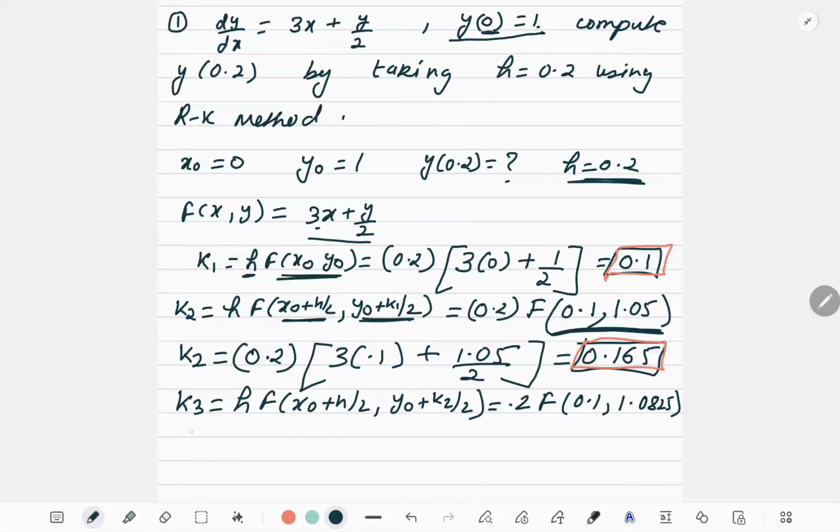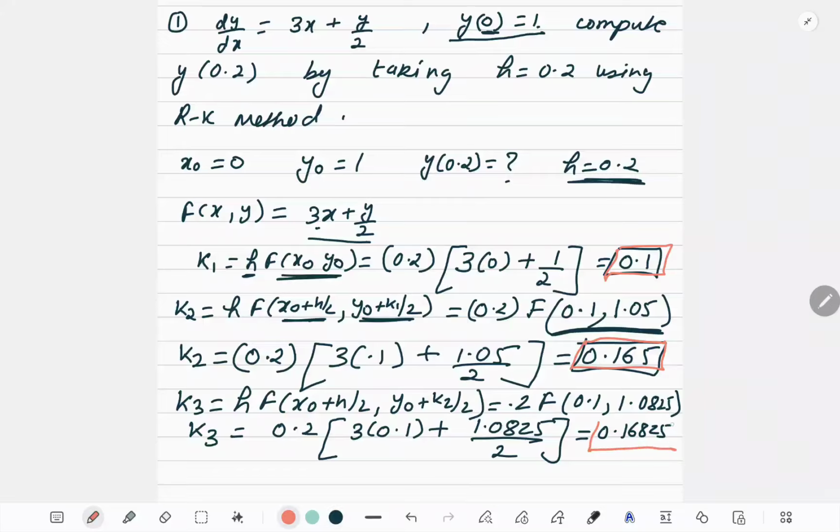And so your K3 value will be equal to 0.2 times 3x, means 3 into 0.1 plus 1.0825 upon 2, which is equal to 0.16825. I'll suggest all of you to pause and do the calculation and then start the video again.